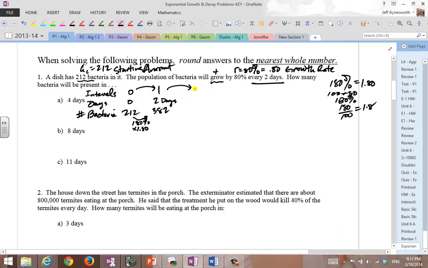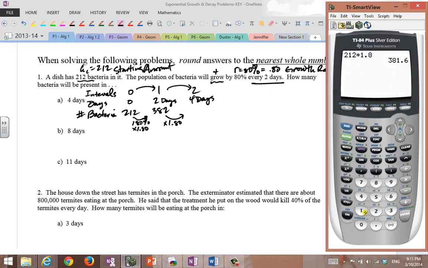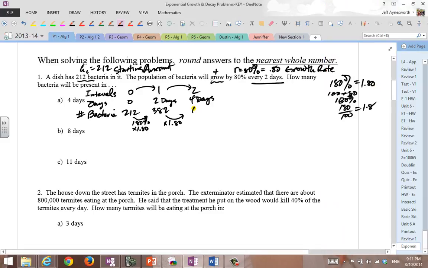Well, 2 more days pass, another time interval passes, and that's a total of 4 days. The question is, how many bacteria? Well, you just keep multiplying it by 1.8 because we have 80% more. 100% of the original plus 80% more, that's 180% or 1.8. Since we already have that on the calculator, we just take the answer here and go times 1.8. Don't need to rewrite it because the calculator takes your previous answer and multiplies it for you. And you get about 687. You got to round up here. So there's our answer, 687 bacteria after 4 days.